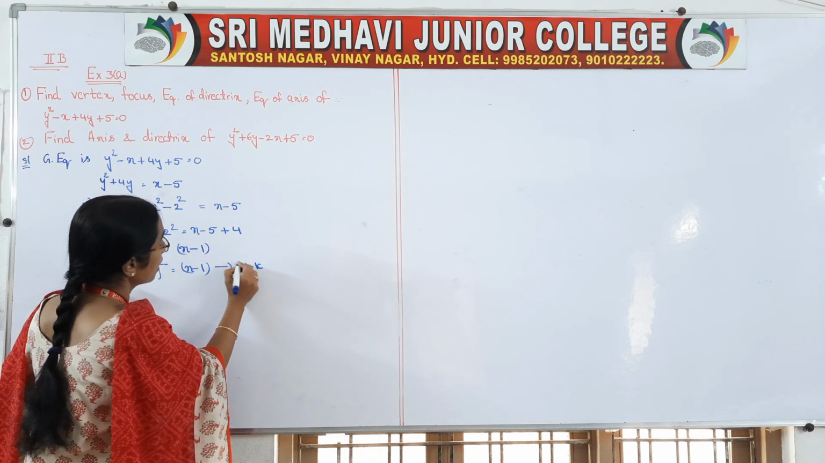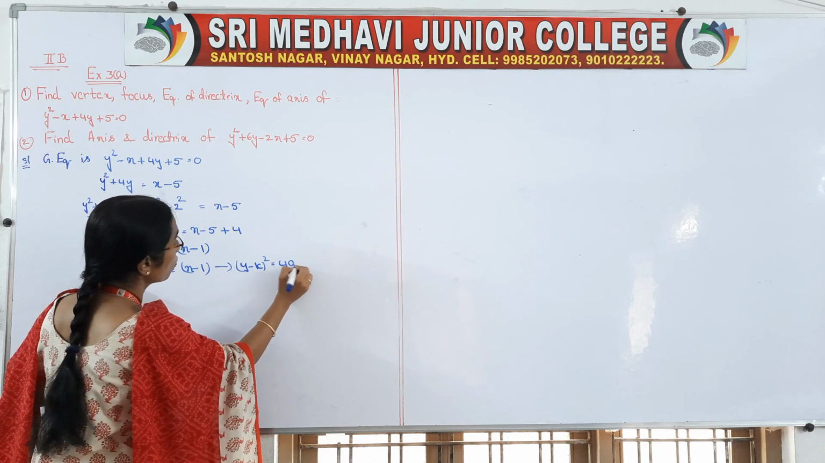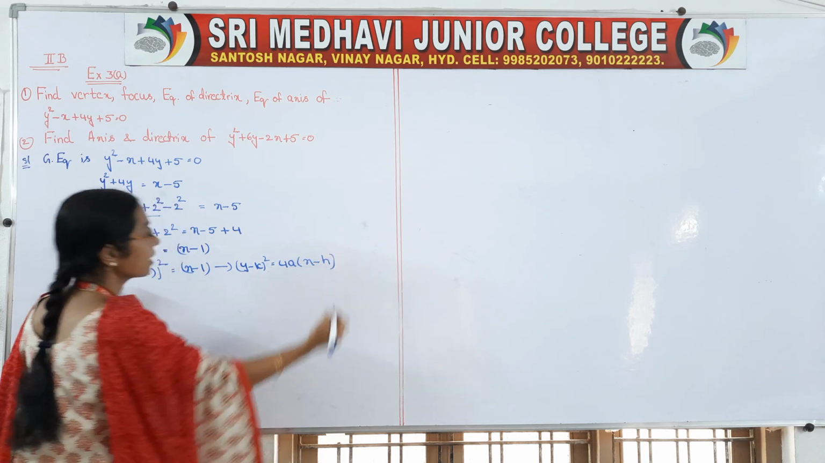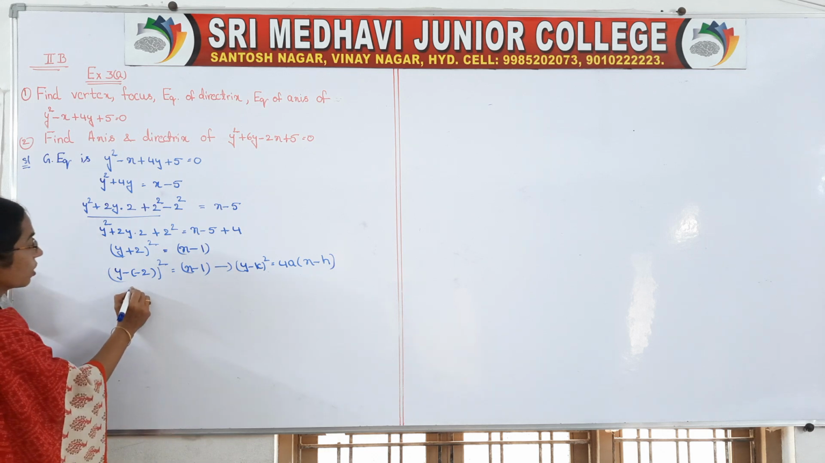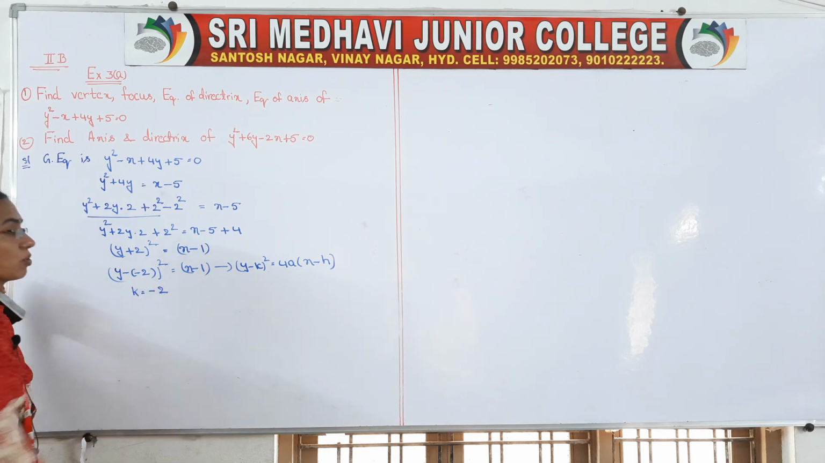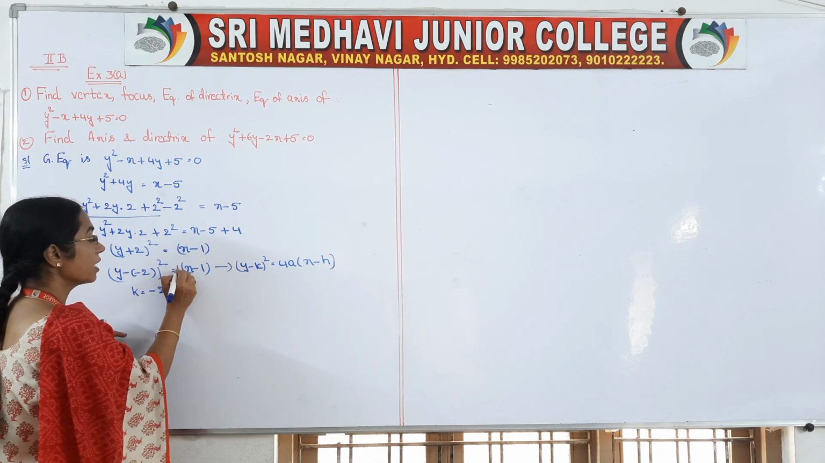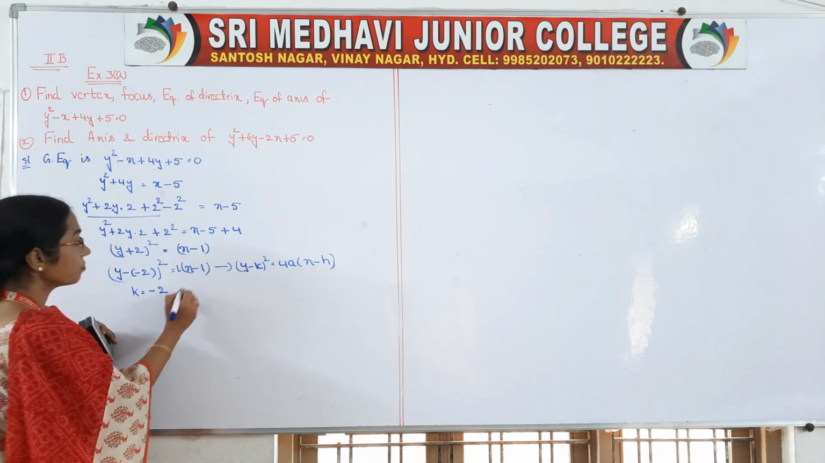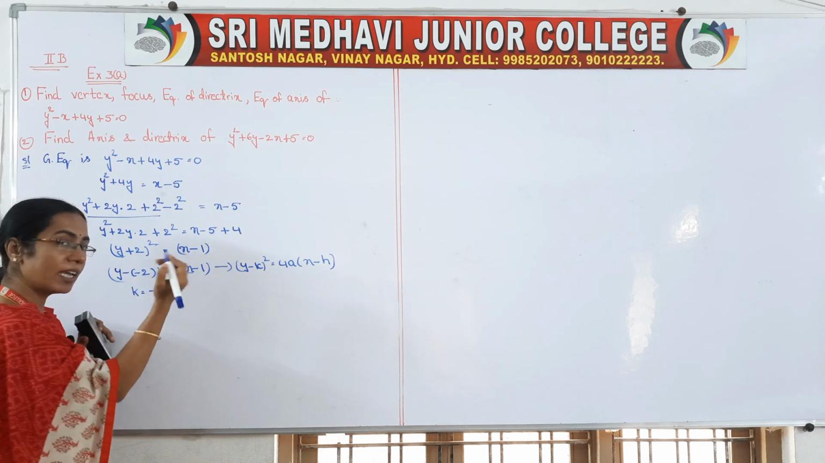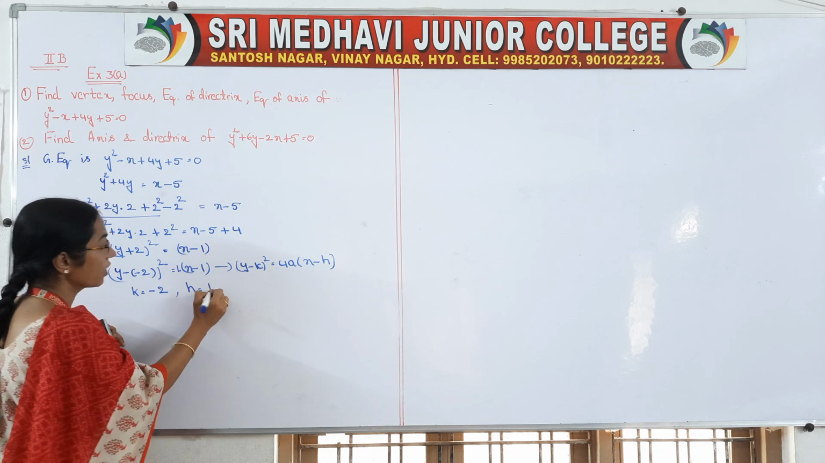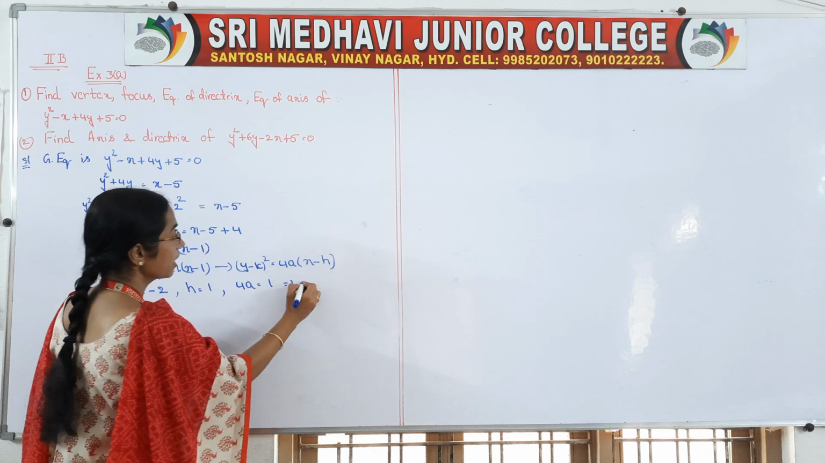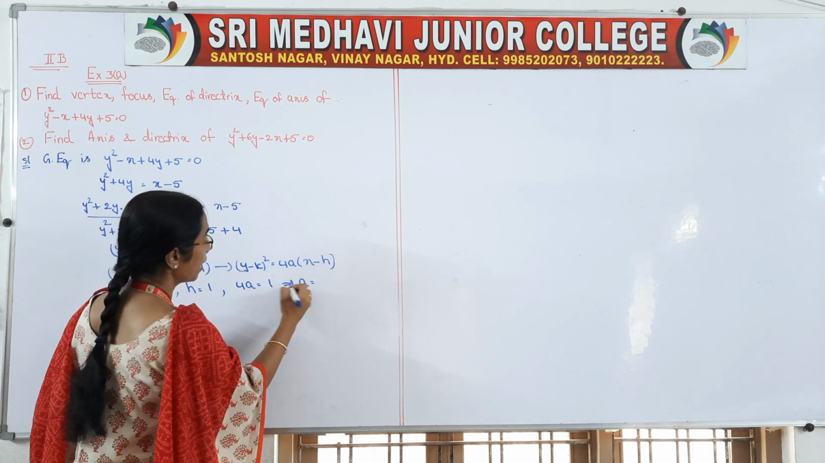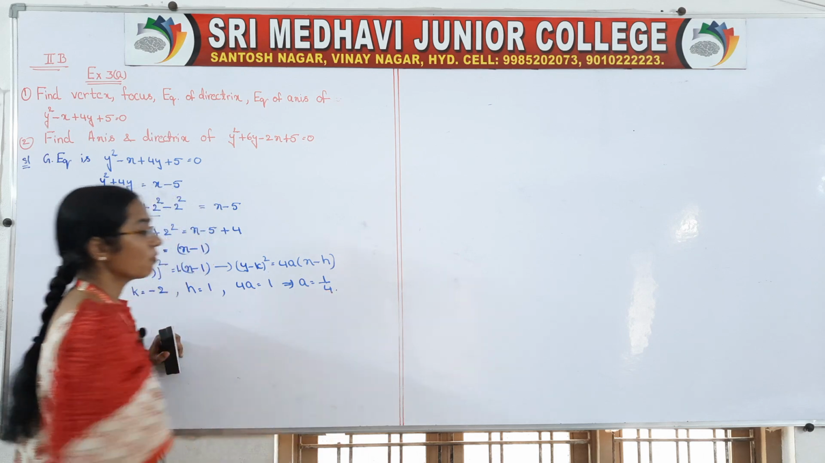Sixth form. What is that? y minus k whole square is equal to 4a into x minus h. Okay, y minus k whole square is equal to 4a into x minus h. Compare as it is, then you will know your k value, k is equal to minus 2, and 4a here we can write as 1. And after taking k, the h value we will take in the h place, we are having 1, and in the 4a place we are having 1. So what is your a? a is equal to, this implies, right? a is equal to 1 by 4.